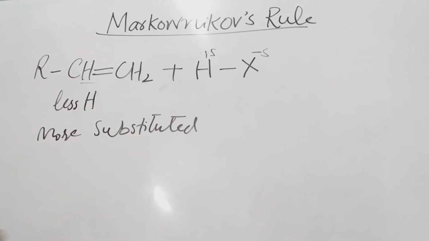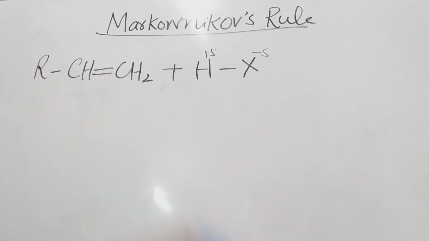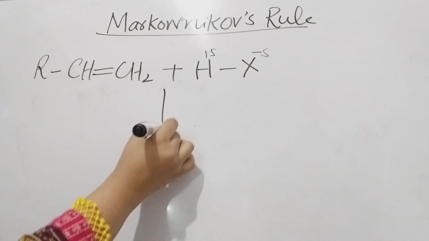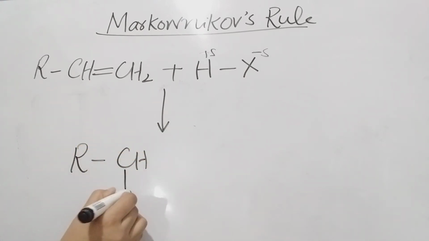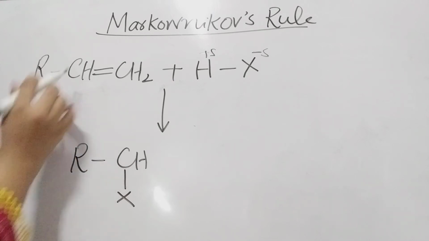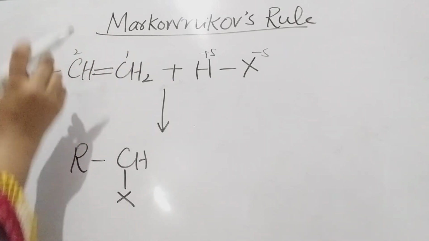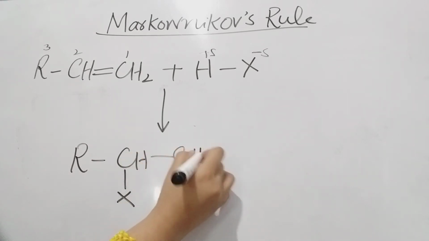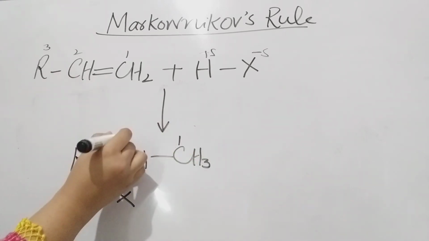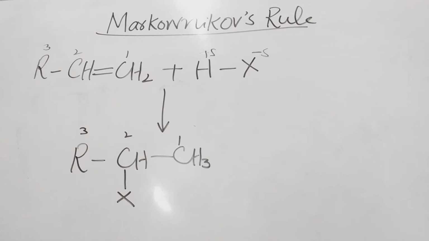However, if you look at this, we will make the products like over here. We will carry out the reaction, and during this reaction the product formed will have X attached to this carbon atom. Let me number it 1, 2, 3. So, X will attach to the second carbon atom and the hydrogen will get attached to carbon number 1. It means that 2-haloalkane will be considered the product.